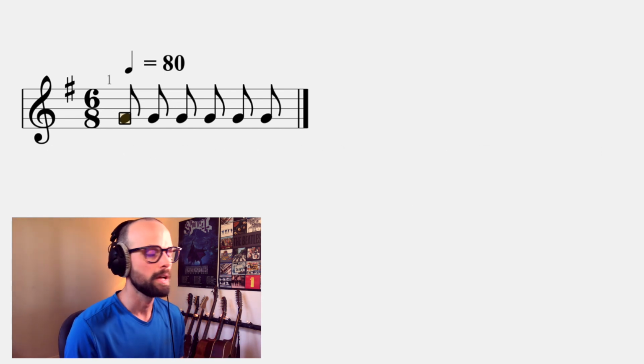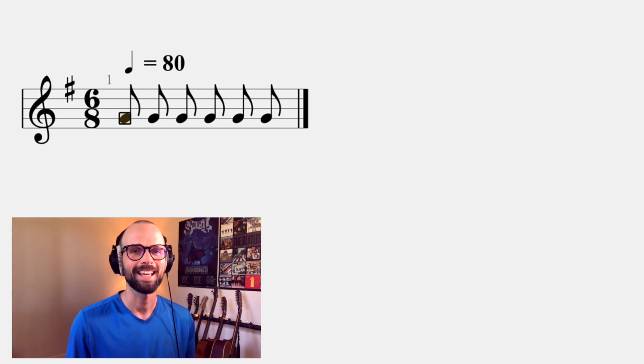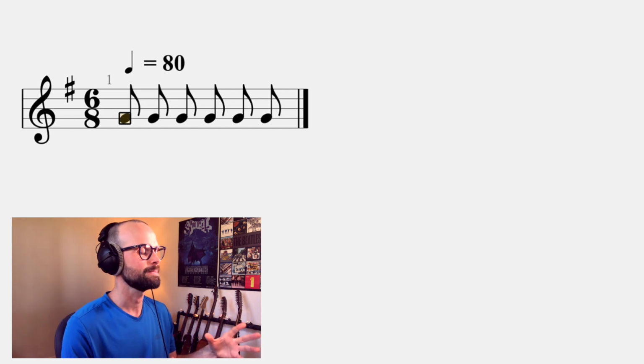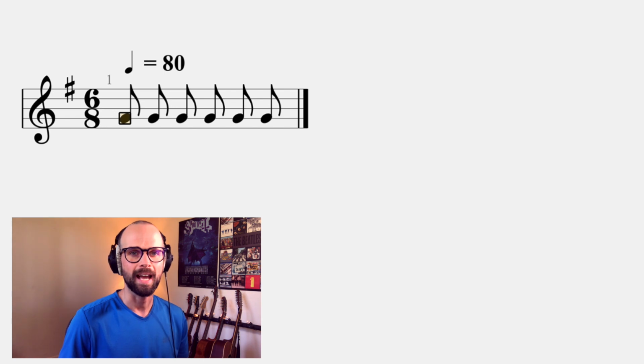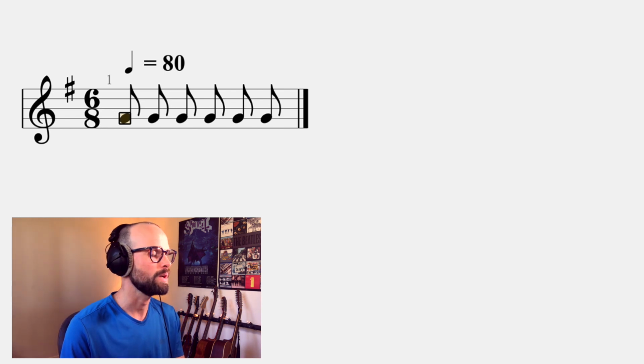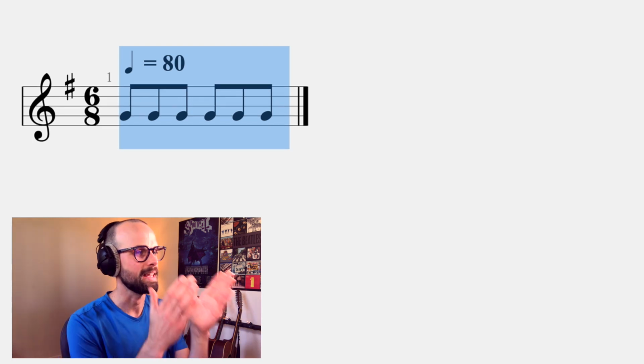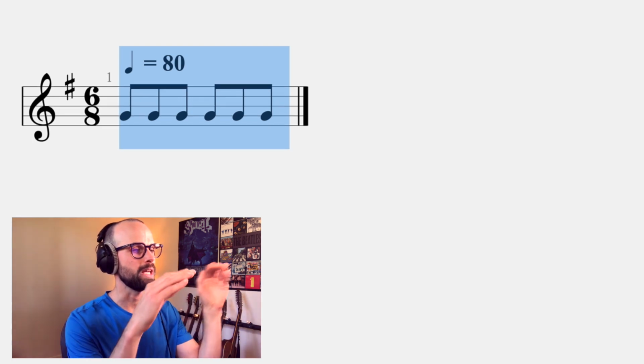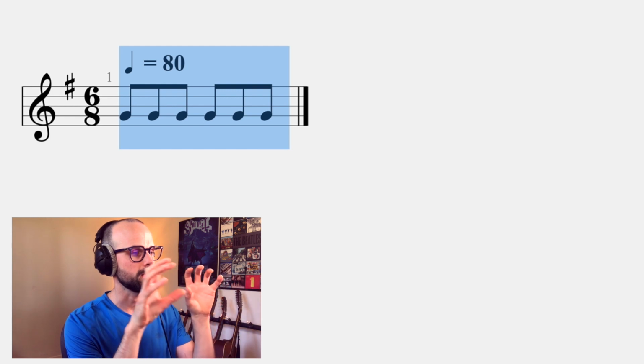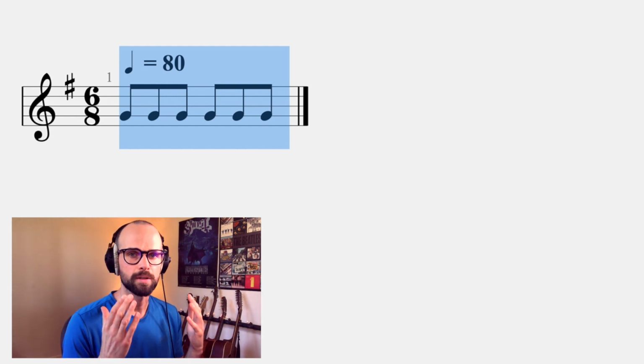Compound duple. Compound time is a meter in which we have our beat split into not 2 but 3 eighth notes. So if we were to beam these eighth notes in their beats, we can see the beaming, the joining of those notes into the beats, and there are 2 of them.